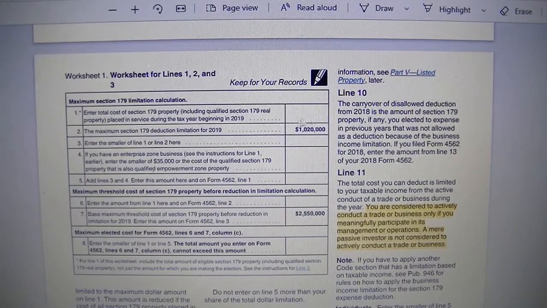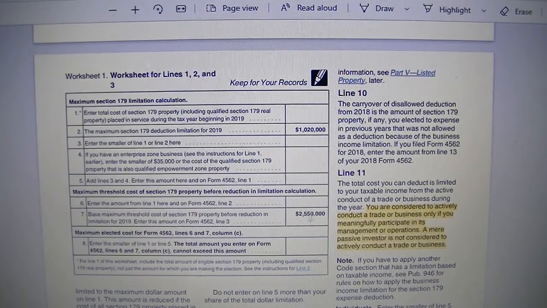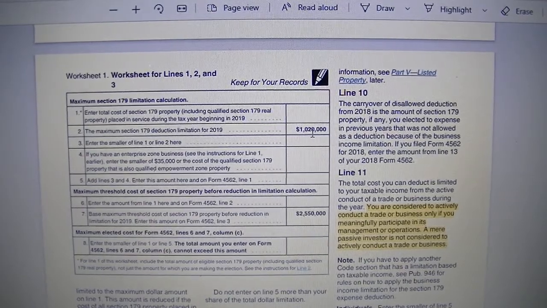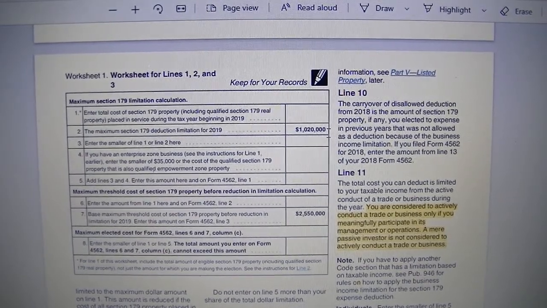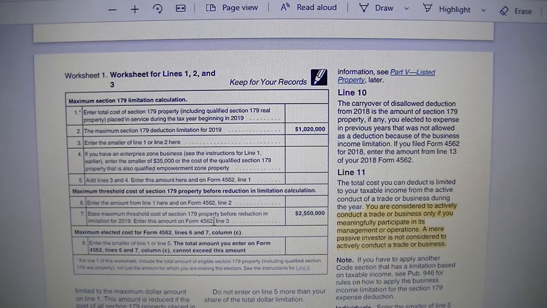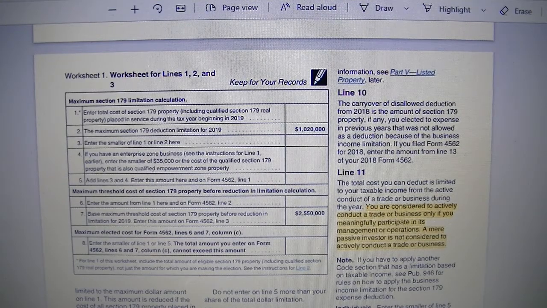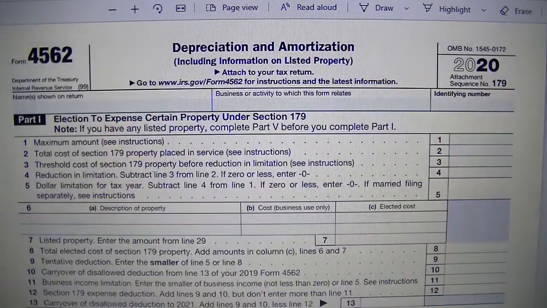The maximum you could claim is 1,040,000 for 2020, but if the total cost of assets placed in service is more than 2,590,000, you won't be able to claim that maximum 1,040,000. It will start going down. So that's what the maximum threshold cost is about.